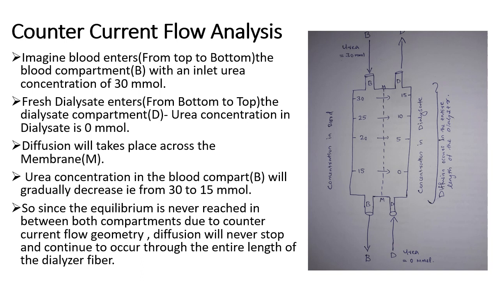Now if we analyze countercurrent flow, blood and dialysate flow is opposite to each other. Blood enters the blood compartment from the top with a urea concentration of 30 millimole, like I said, and dialysate enters the dialyzer from the bottom with a urea concentration of 0 millimole because the dialysate is fresh. Since there is a concentration gradient between both compartments, diffusion will take place through the semi-permeable dialyzer membrane. As a result, urea concentration in the blood will decrease and urea concentration in the dialysate will continue to increase due to diffusion.